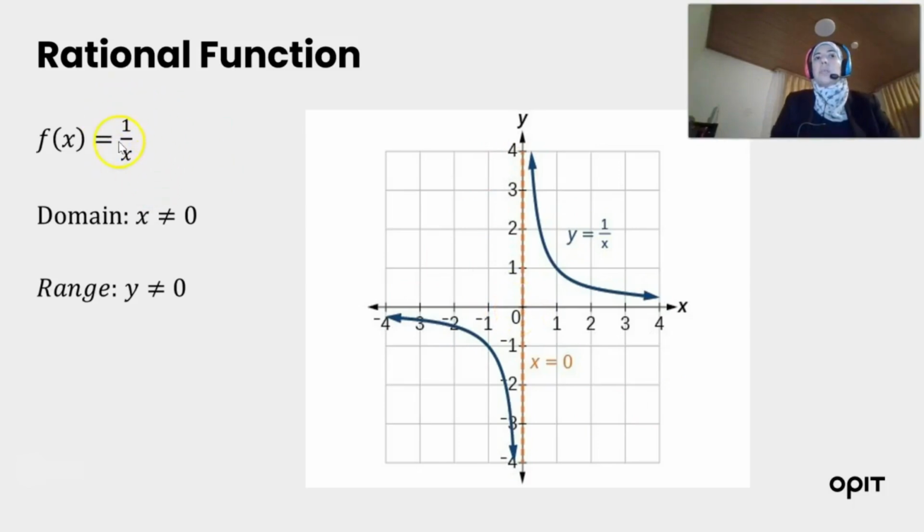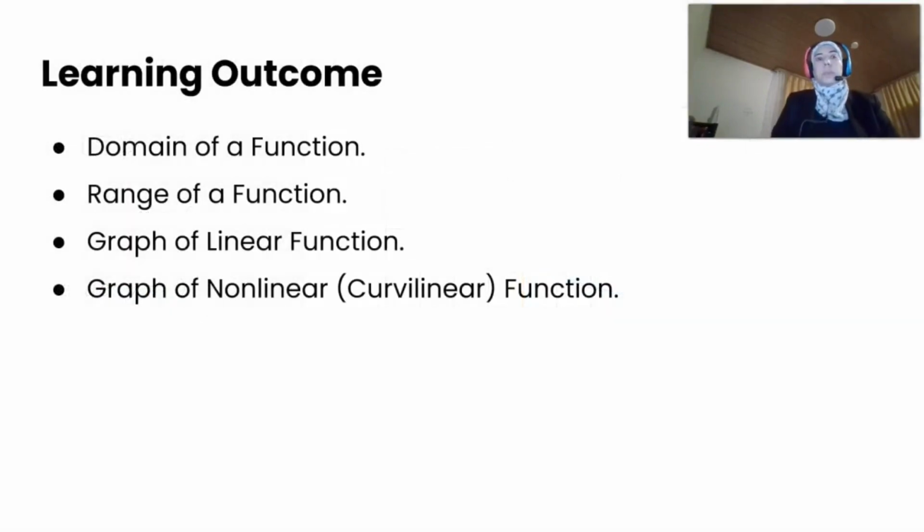A fraction equals 0 when the numerator is equal to 0, but we have a numerator here equal to 1. So we never have an output equal to 0. So we never allow x equal to 0 in a fraction or rational function, and we will also have y, the output, never be 0.